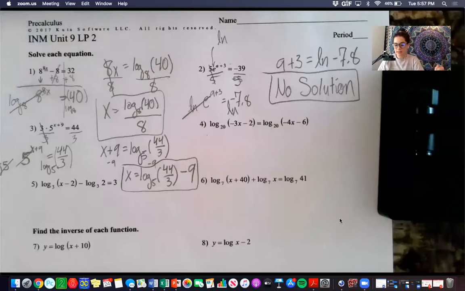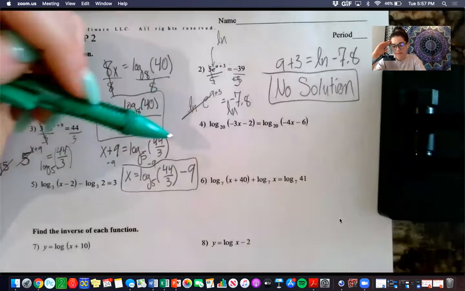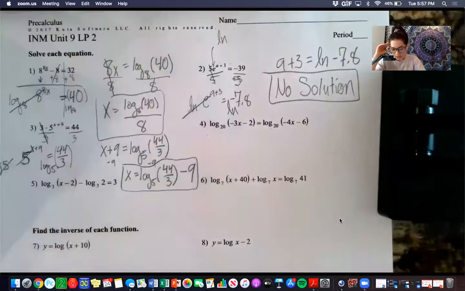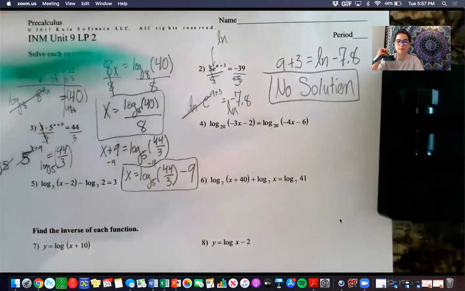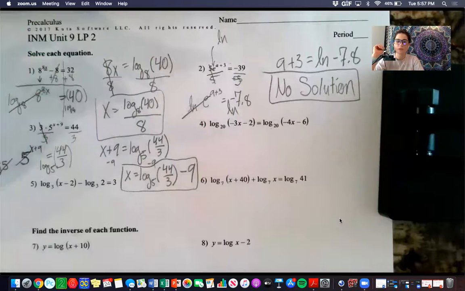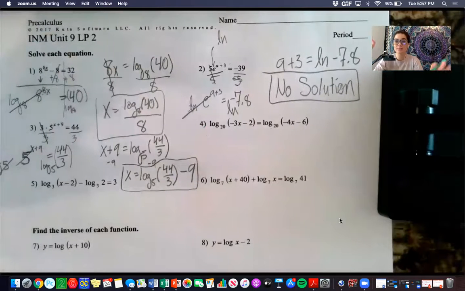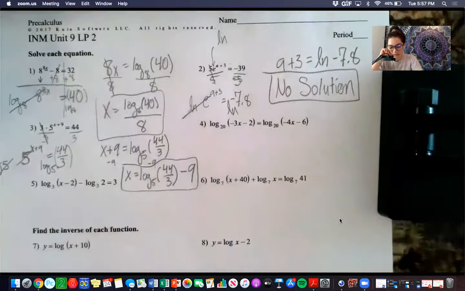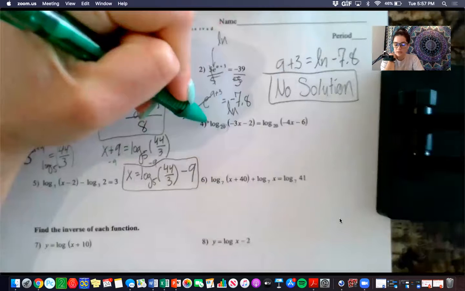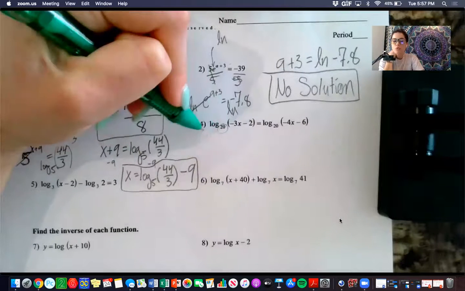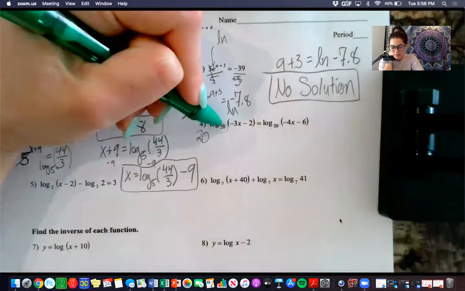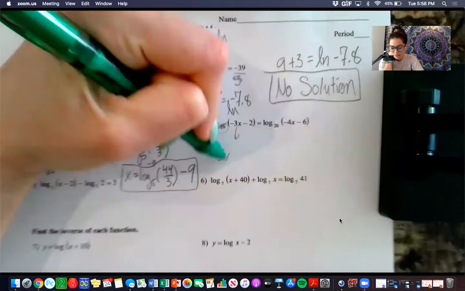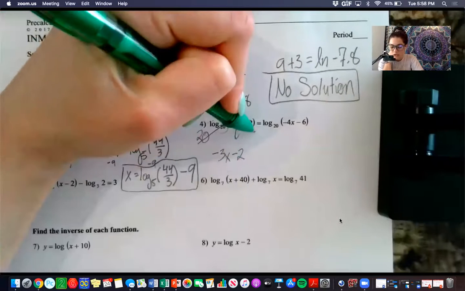Okay, for this next one, I see that I've got x's on both sides of my equation. So looking at it though, I also notice that both sides are being taken to the same log base. So instead of trying to move things around, I'm just going to get rid of that log base immediately. So it's a base 20. I can undo this log base 20 by saying 20 to the power, right? And that means these bases cancel and this comes down. So I get negative 3x minus 2. I have to do the same thing on the other side, 20 to this power.